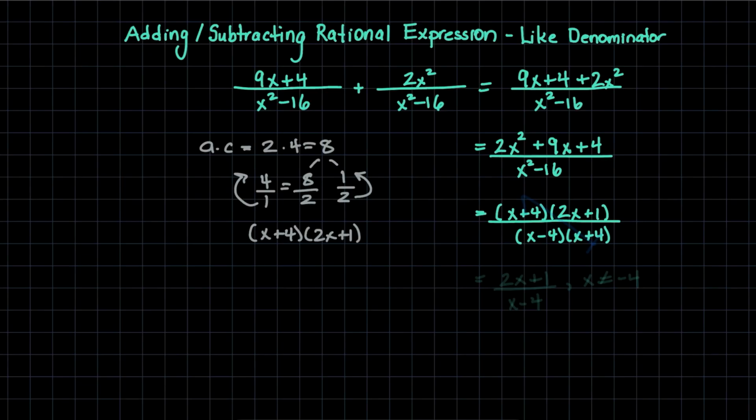My numerator has a factor that's x plus 4. My denominator has a factor that's x plus 4. So those two simplify to 1. So we're left with 2x plus 1, which is now prime, over x minus 4, which is now prime. And because it's now invisible, we remind everyone x cannot equal negative 4.